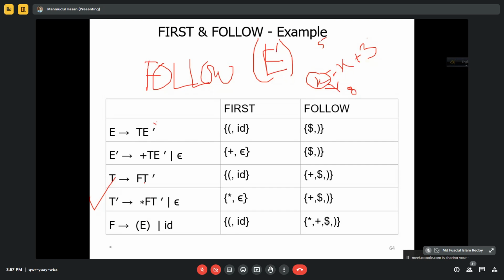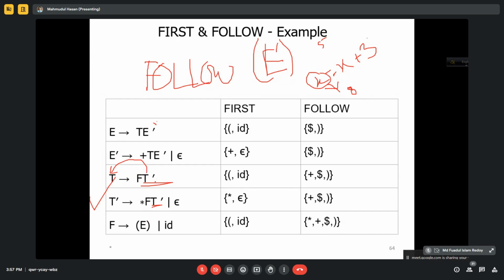There is 2 t dash, this one and this one, is it? Yes, sir. And there is nothing after t dash, is it? Yes, sir. That means the follow of t dash is equal to follow of t.